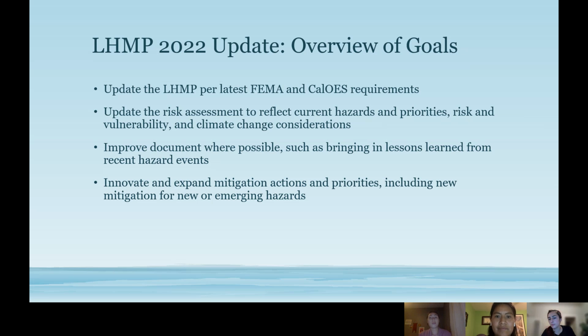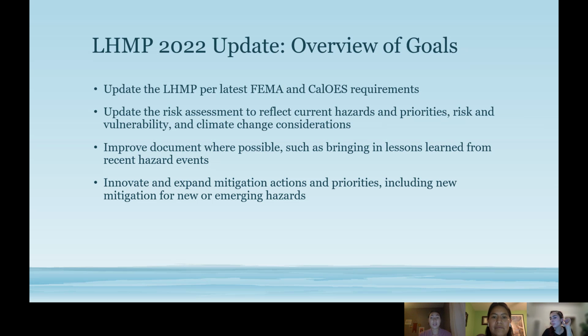So the main goal of the project is to update the local hazard mitigation plan in accordance with FEMA and Cal OES, that's the California Office of Emergency Services, requirements so that the plan can be approved and updated, and the city can receive funding from those agencies to implement hazard mitigations. In this 2022 update, we want to focus primarily on new hazard events that have occurred in the last 5 years and were not included in the 2017 plan.